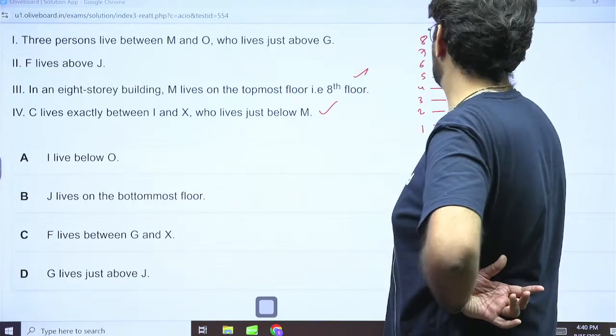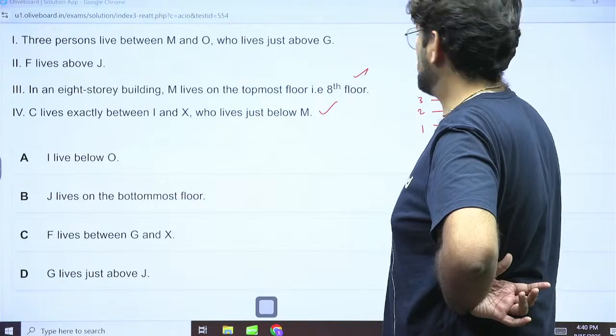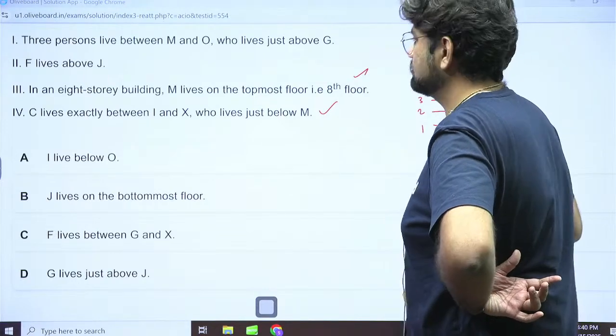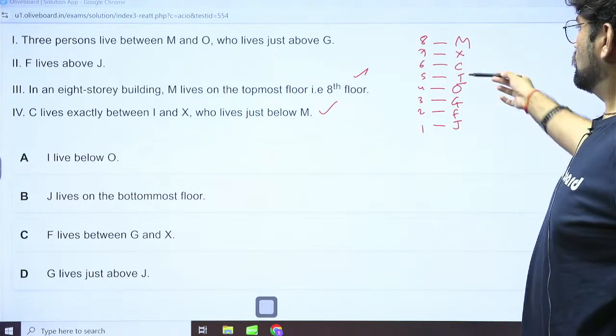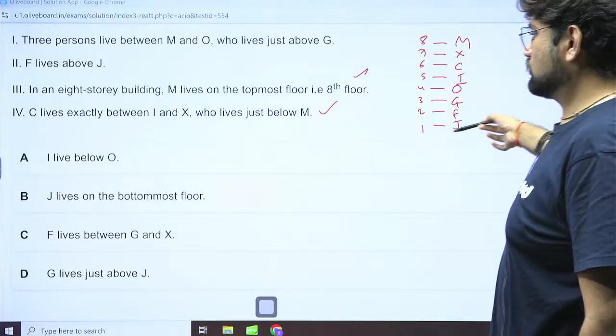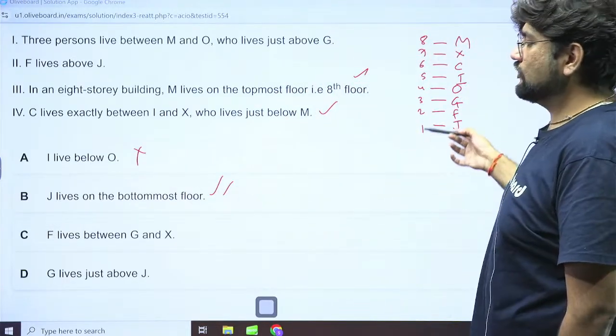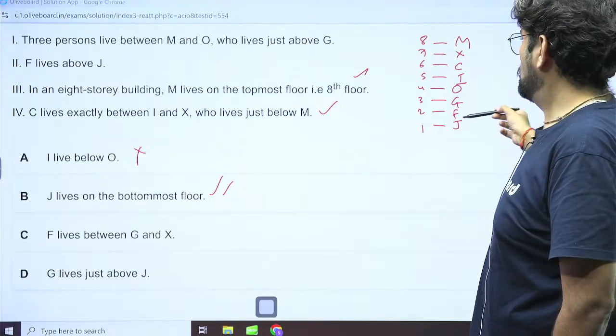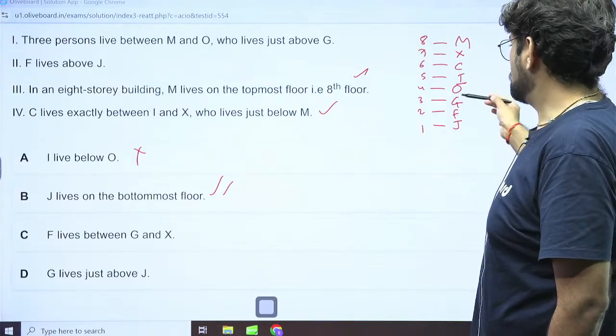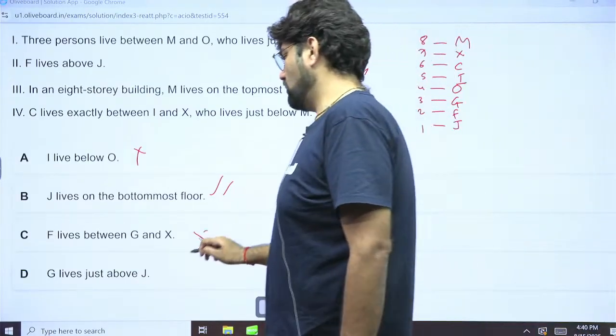Who lives just above G? And we know that F lives above J. Now I lives below O, no. J lives on the bottommost floor, yes. We have our answer here. So we don't need to check anything else, but just for the sake of it, I am checking. F lives between G and X, no. And G lives just above J, no. Okay. Option B is the right answer.